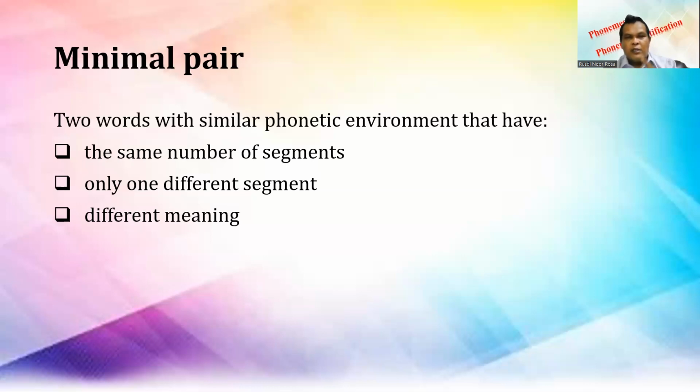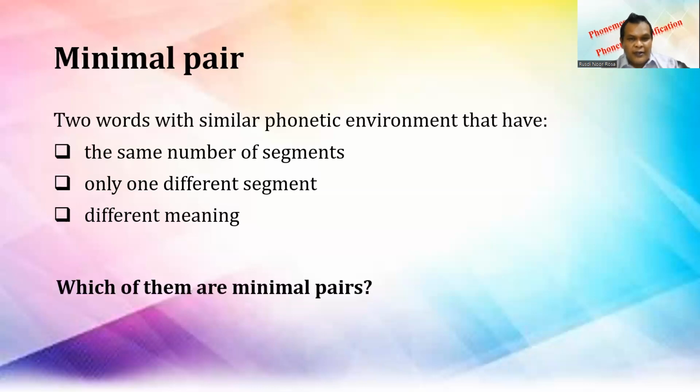So minimal pairs is two words with similar phonetic environment that have the same number of segments, that have only one different segment, and that have different meaning. In other words, if the meaning is not different, we can decide that the sound is not a phoneme or the sound is an allophone. Well, now let's study the following examples, and I would like you to decide which of them are minimal pairs.